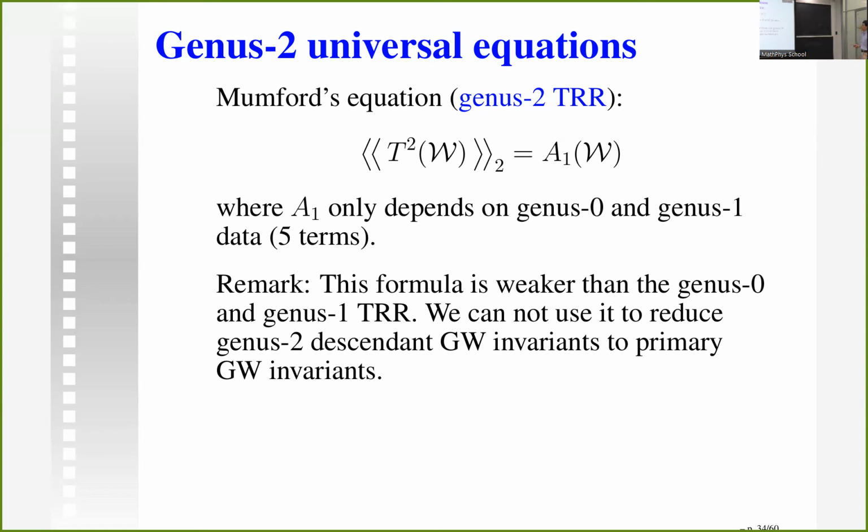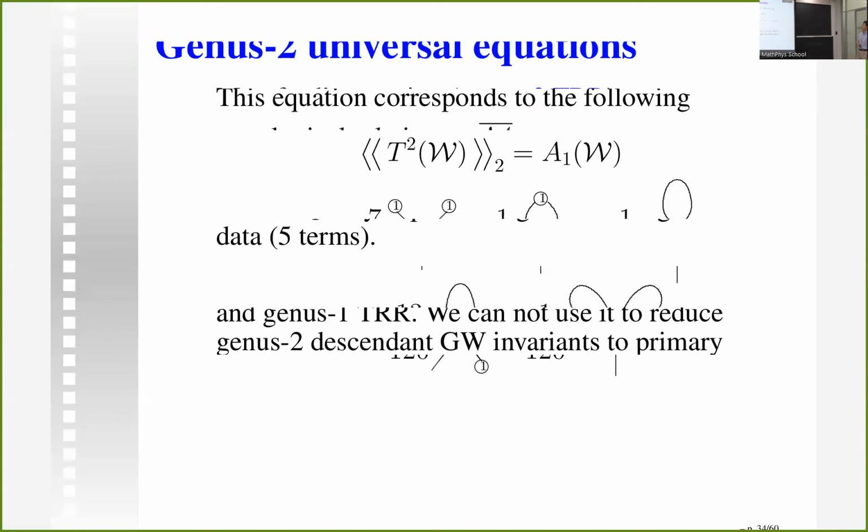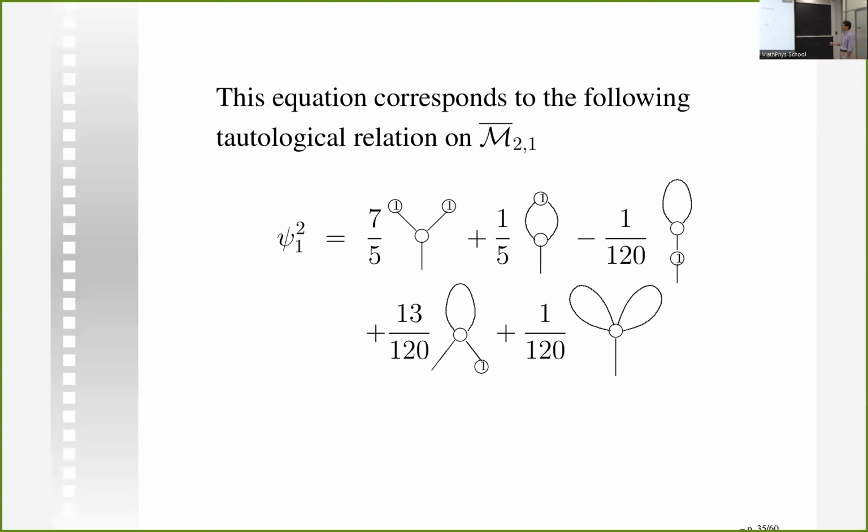So I should say this formula is actually weaker than the genus 0 and genus 1 topological recursion relations. Because in the genus 0 and genus 1 cases, we can use the topological recursion relation to get rid of all the descendants. But starting from genus 2, that's not possible. You cannot get rid of descendants; you have to work with descendants. That equation corresponds to this relation on M_{2,1} bar: psi_1 squared is equal to a linear combination of 5 boundary strata.